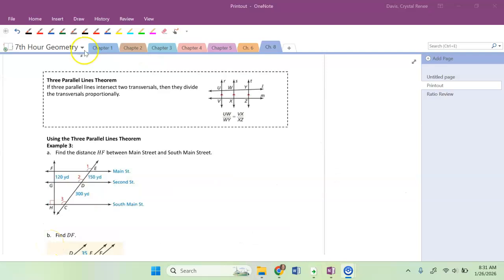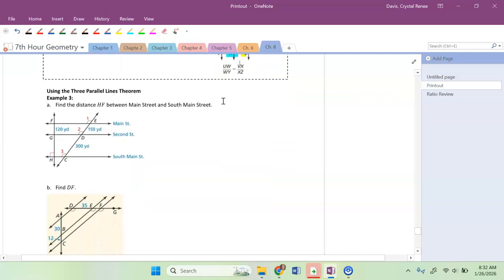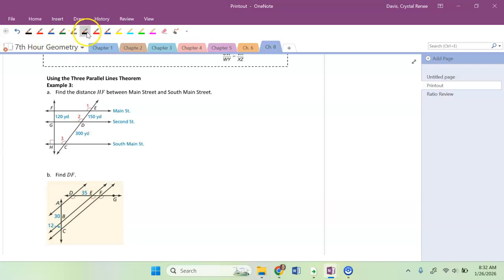Okay, the three parallel lines theorem. Obviously you need three parallel lines. So in this case, parallel, parallel, parallel. When you have three parallel lines, you separate it into four parts, like this part, this part, this part, and this part. If these three lines are parallel, it cuts those four parts to where they make a perfect proportion. So let's look at this. In this diagram, angles 1, 2, and 3 are congruent.